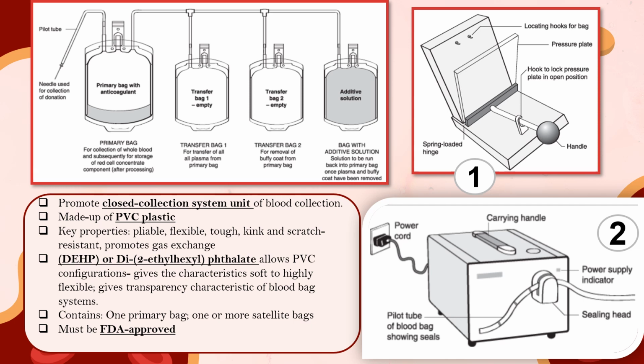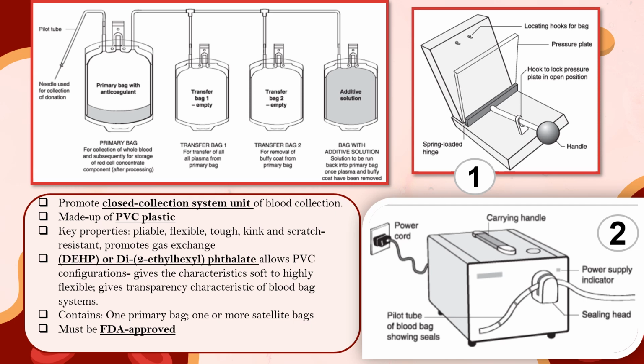So assuming that both transfer bags are already filled with the appropriate components, using device number two, your heat sealing machine or pilot tube sealer, we seal the pilot tubes and give way for the additive solution to pass through and fill the primary bag with the required amount of the additive solution.